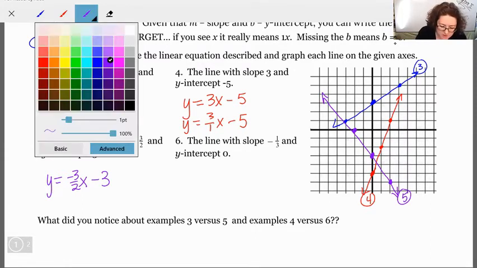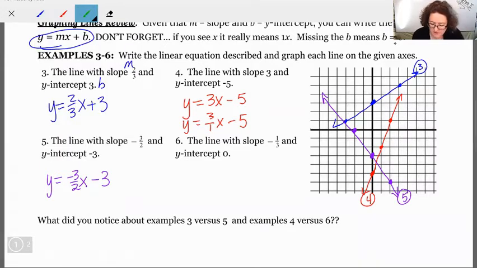Let's see, I think I can switch over to green. There we go. Awesome. So line with slope -1/3 and y-intercept 0. So y equals -1/3 x plus 0. Well, wait a second. Does it make sense to actually write plus 0? Because what does adding 0 do to anything? Absolutely nothing. So I could write this as just -1/3 x.